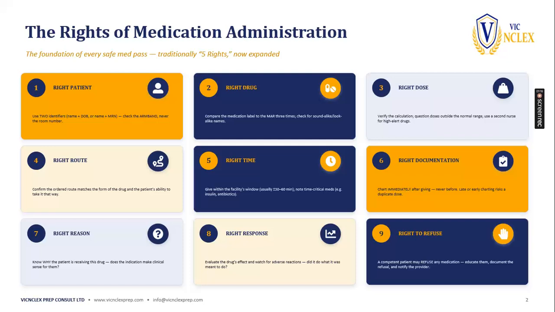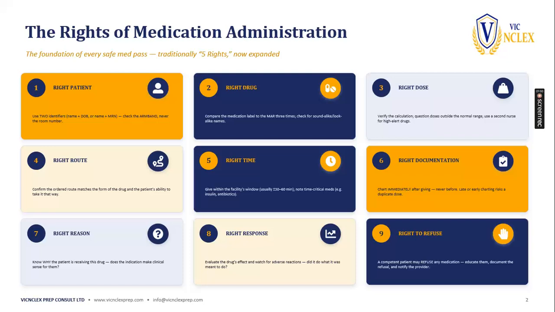So the first right is usually the right patient. You want to make sure you identify the patient that you want to give this medication to. There are 2 ways we can use to identify: you can use the name or the date of birth, or the name or their medical record number. Each patient will have an assigned medical record number. So it's very, very important that before you administer a medication to a client, you find out whether that medication is for that patient.